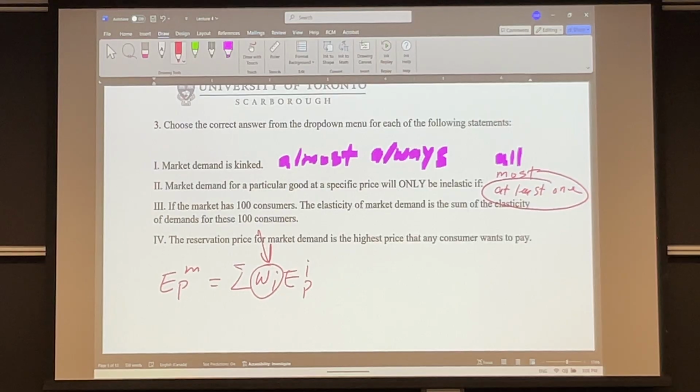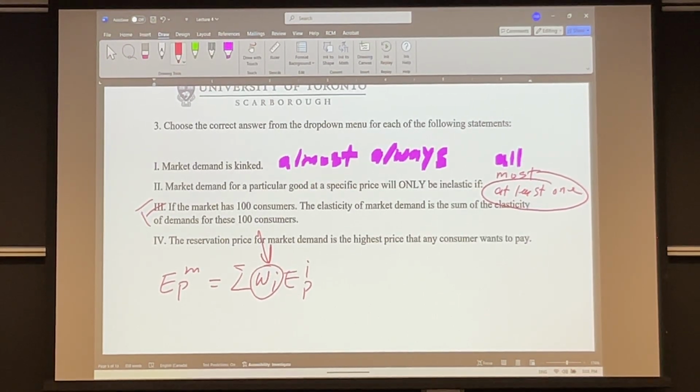Make sense? The answer is at least 1. Okay, what about the next one? The next one I already answered. You don't sum up elasticities to get the market elasticity, you average them out. That is false. As a result, you sum up surplus, because surplus is not an index, it's a dollar number. You sum up dollars, but not an index like elasticity. What about the last one?